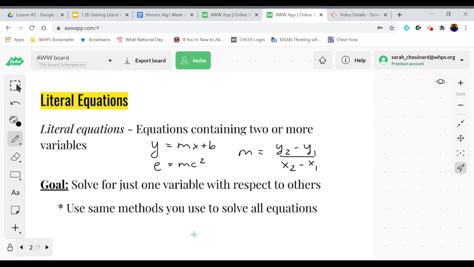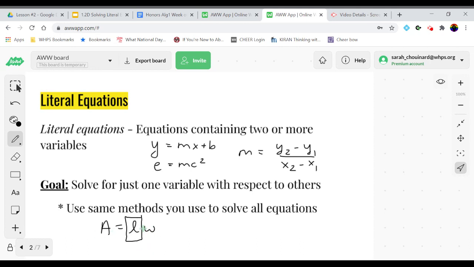So our goal is to get just one variable with respect to the others, and we're actually going to do that using the same methods that we use to solve all equations. So for example, if I had A, area, equals length times width, and right now this is solved for A. Maybe I want to solve for length. Maybe I want to know what the length of a rectangle is, not the area.